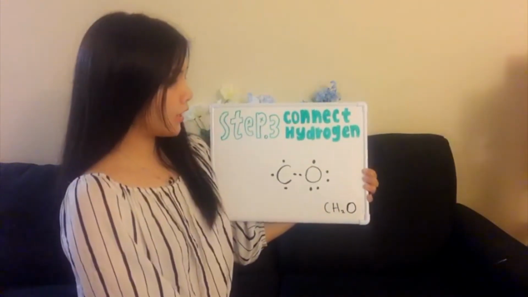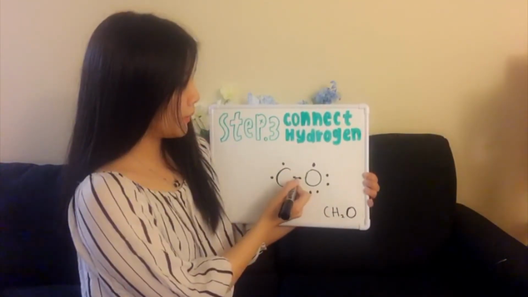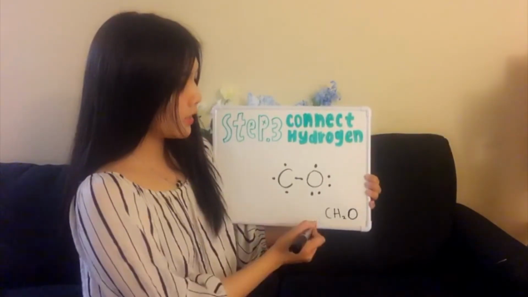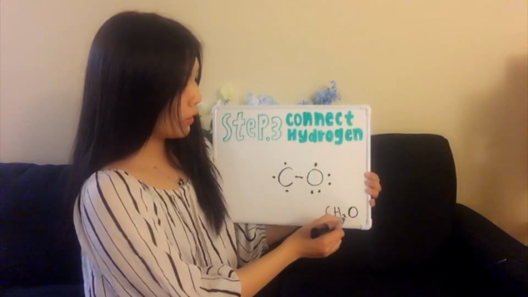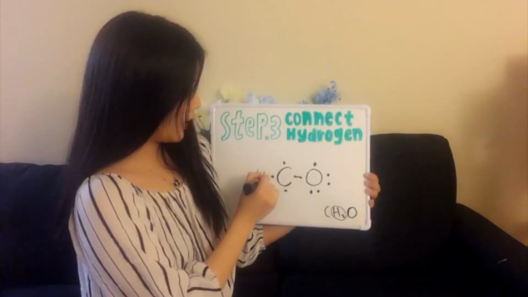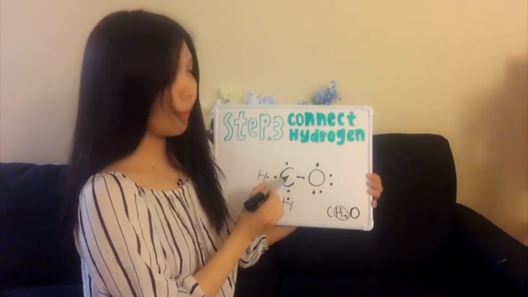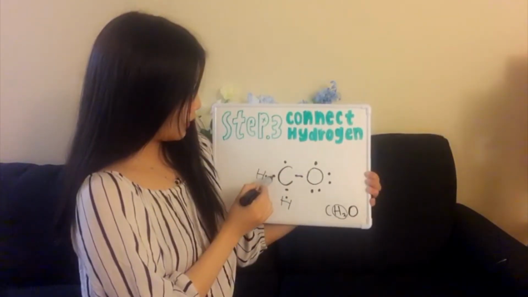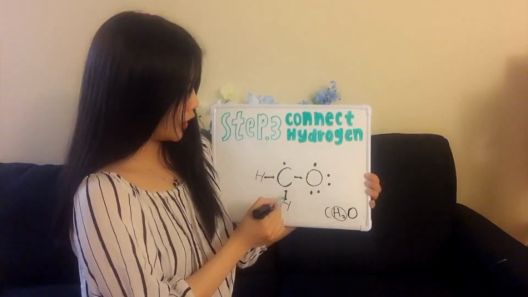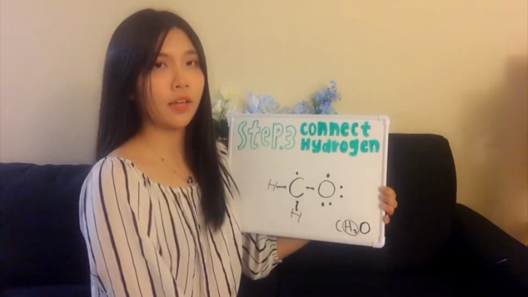In step 2, we connect all the atoms that can form more than one bond. So we connect carbon and oxygen together, and we save hydrogen for step 3 because hydrogen can only form one bond. In this example, CH2O, there are going to be 2 hydrogens, each with 1 valence electron, and they're going to connect to carbon because carbon has more unpaired electrons. These 2 electrons form a bond, and these 2 electrons form a bond. This is how we connect the hydrogens, and this is how we connect the atoms.